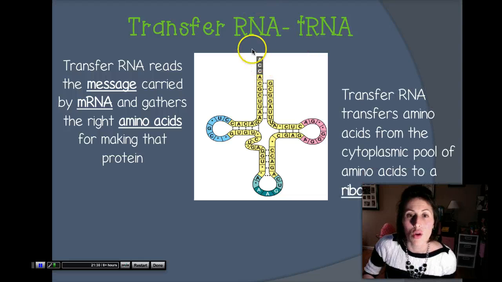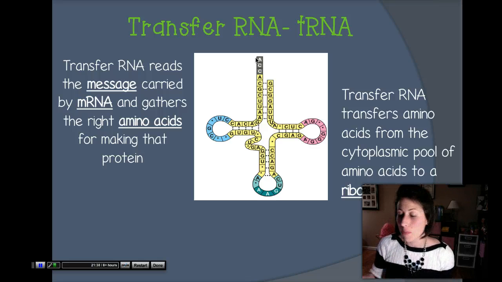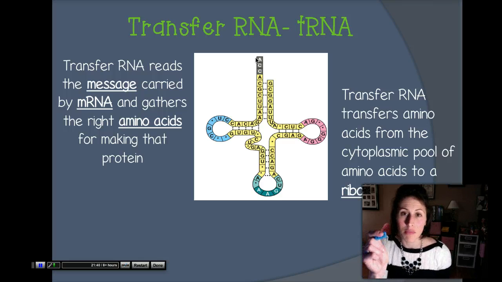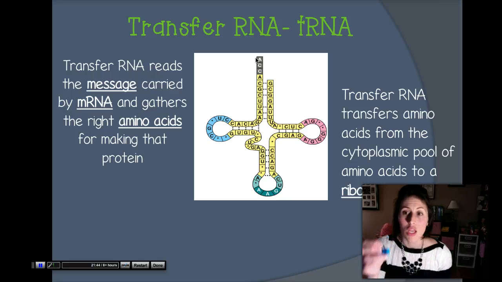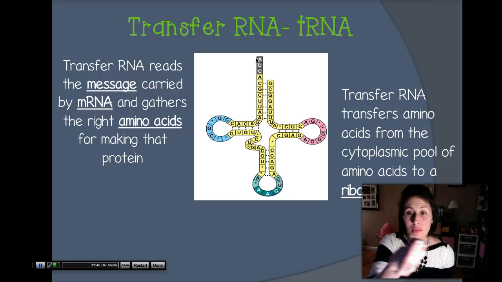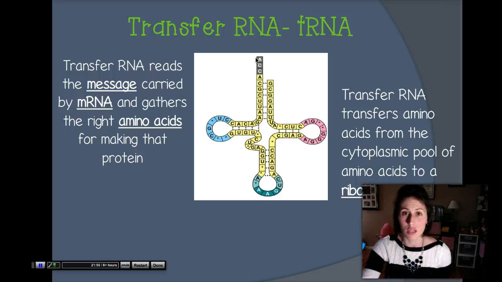And right up here is where that amino acid attaches, okay? So the transfer RNA reads the message that's carried by the mRNA, and it picks up the one corresponding amino acid that goes with that anticodon, okay? The transfer RNA then brings that amino acid from the cytoplasm. These amino acids are all floating around in your cells right now.